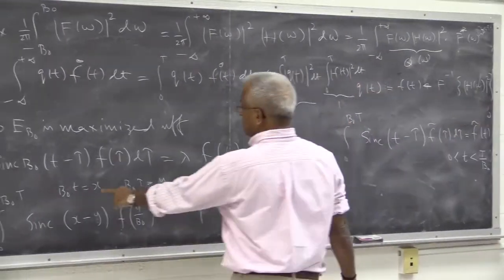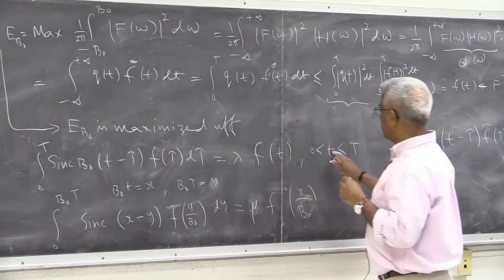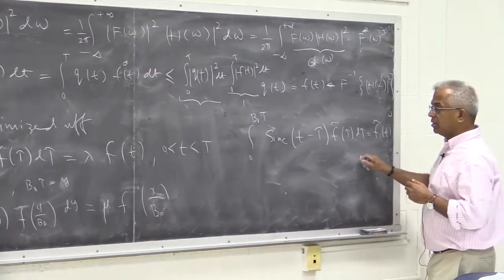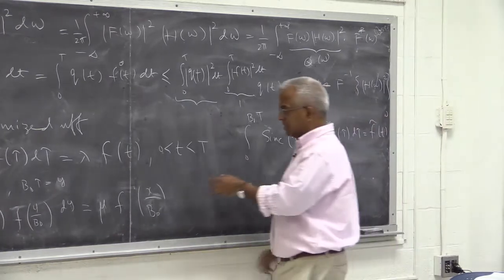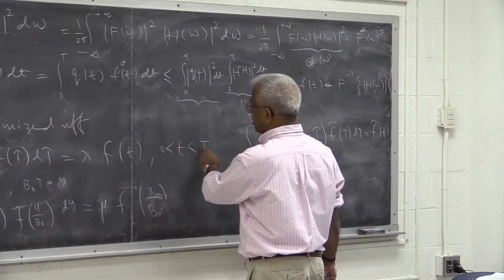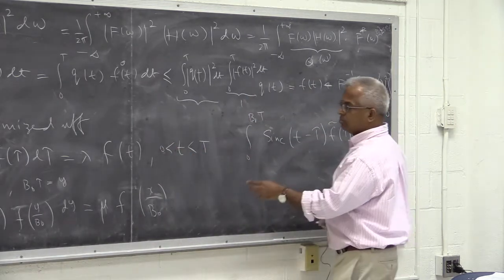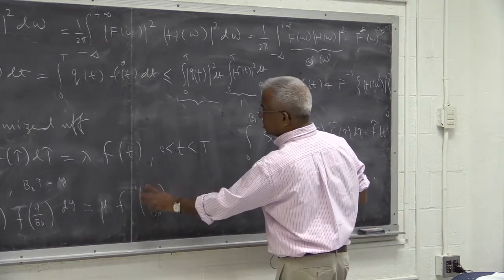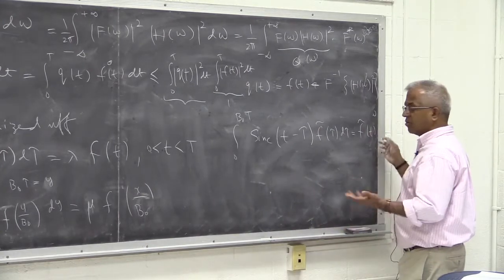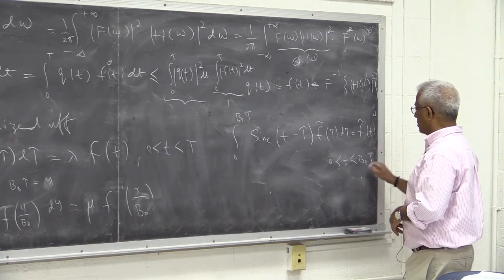We notice that when you multiply t by b naught, the new variable is x. X is going to be b naught t, so b naught t is x. So this is what I'm going to call f tilde of x. So x, instead of x, I rewrote it as t. So the bottom line is here it is.